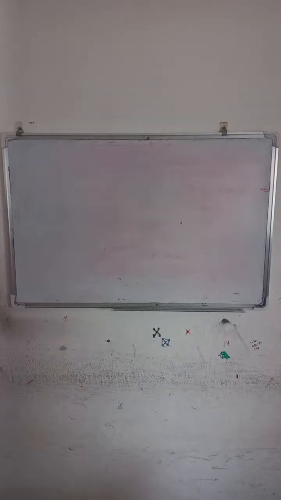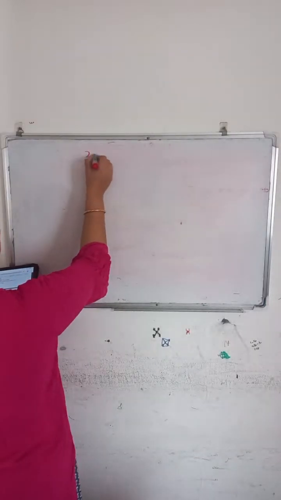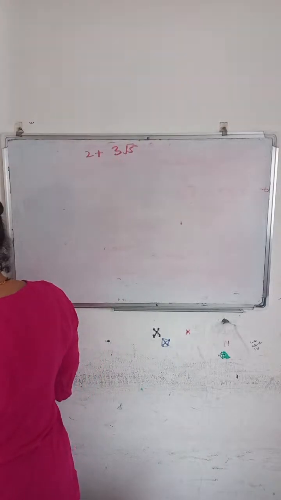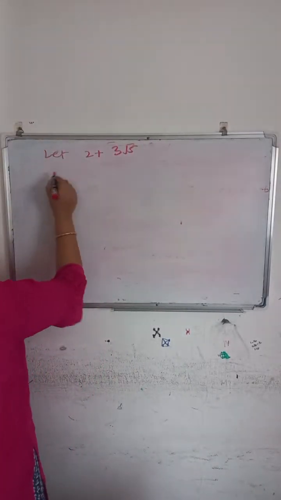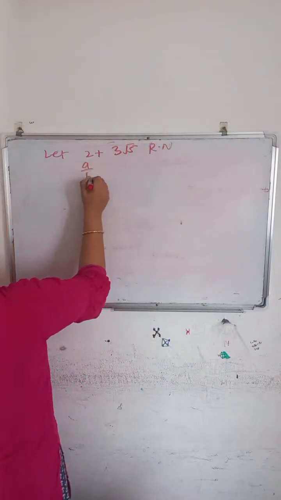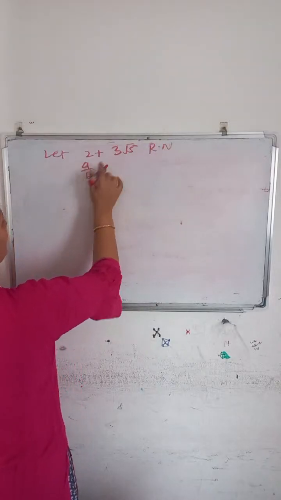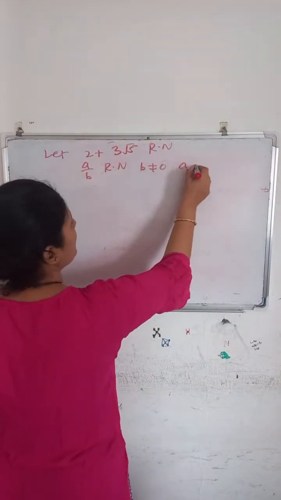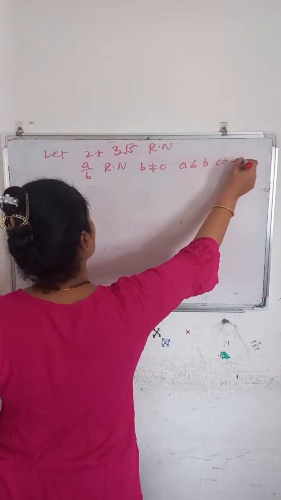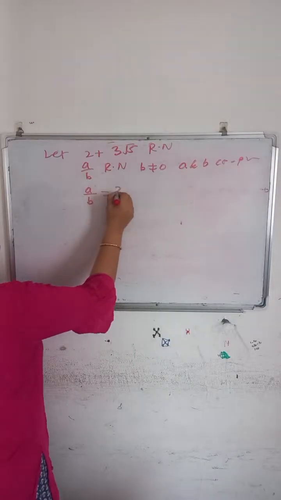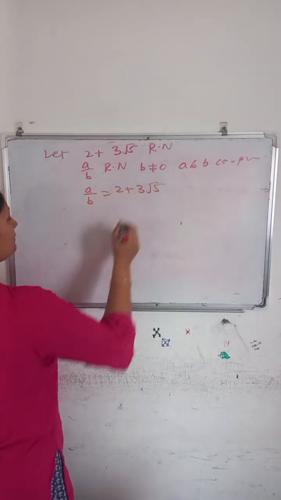Prove that 2 plus 3 root 5 is irrational. So again we can say that let 2 plus 3 root 5 be a rational number. So a by b is a rational number where b is not equal to 0 and a and b are co-prime numbers. Okay, so we can write a by b is equal to 2 plus 3 root 5.